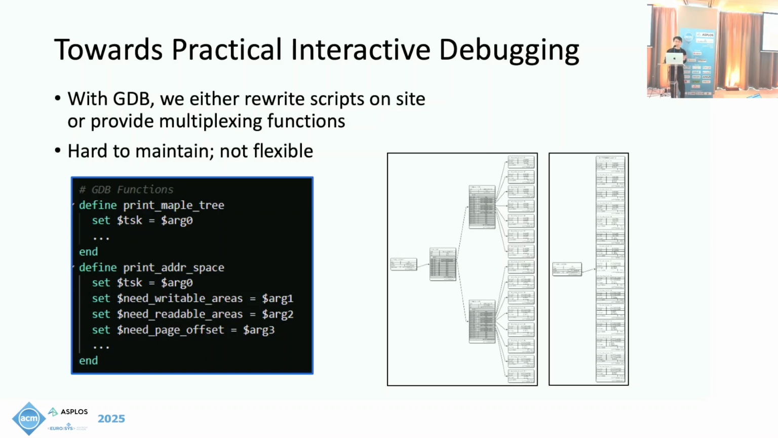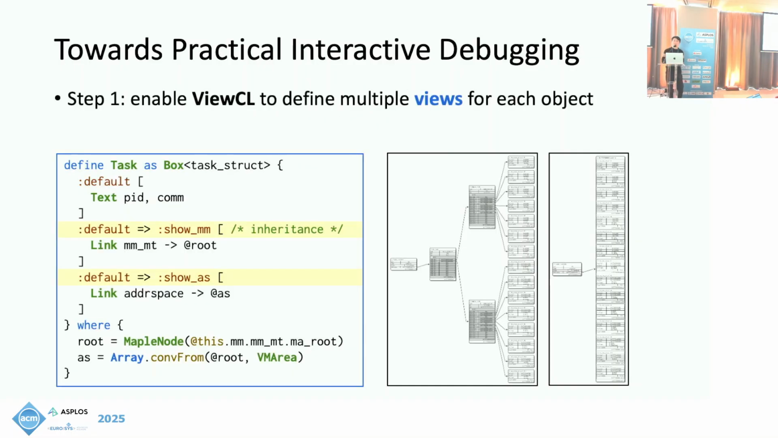As you can see, such scripts are really hard to maintain and not flexible enough for efficient kernel debugging. To solve this problem, we first enable ViewCL to define multiple views for each object. For this example, we can define a show MM and a show AS to display either the maple tree or the address space as the developers want. In this way, we can understand one kernel component from multiple perspectives.